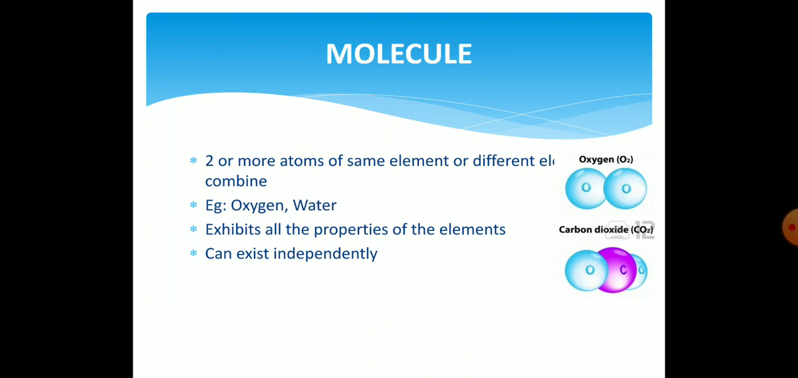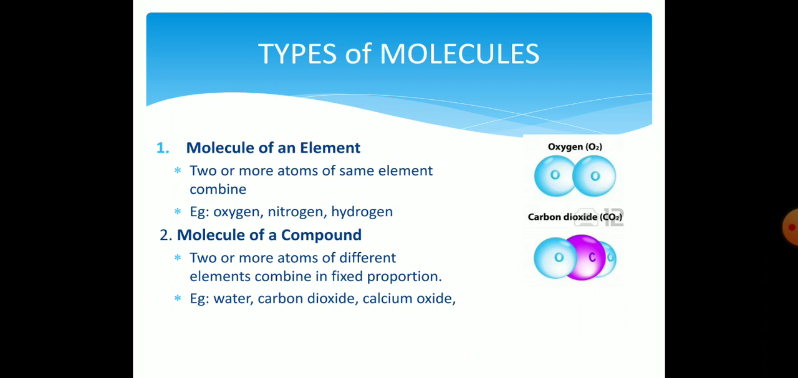Okay, now we are going to see the types of molecules. The molecule of the same element and then the molecule of a compound. Okay, when the atoms are of the same element, then they form the molecule of an element. Yes, they form that first type. If the atoms are of different elements, then they form the molecule of a compound, then it is called a compound. Okay, so these are the two types which we saw now.